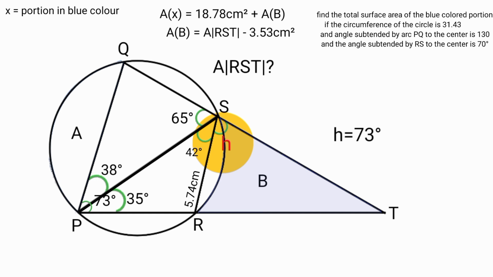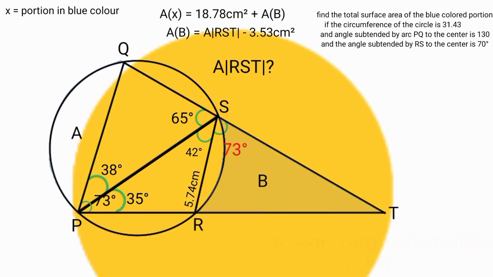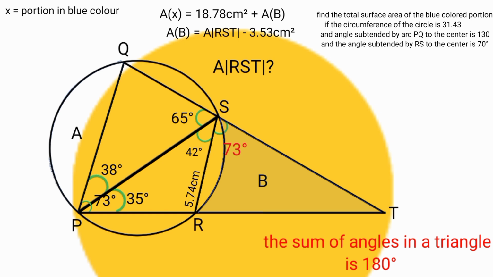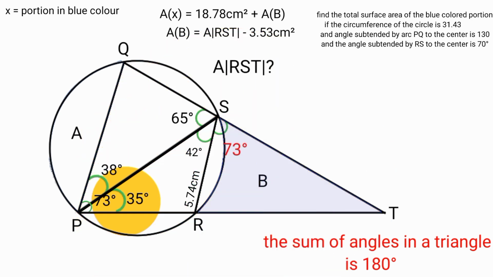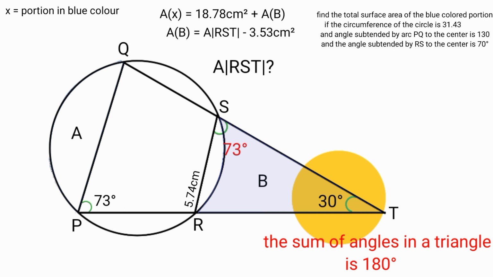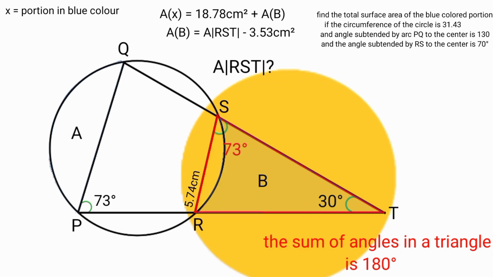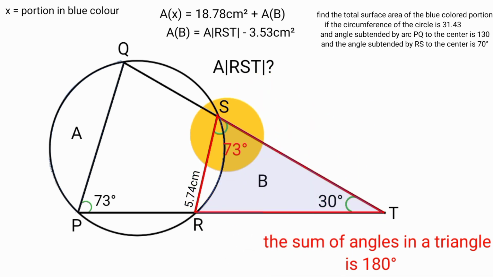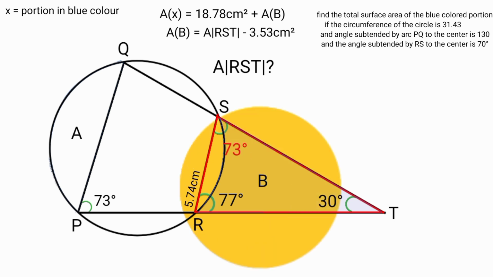Substitute it here now. Coming back to this triangle here, since the sum of angles in a triangle is equal to 180 degrees, and we have this to be 35 degrees, this to be 42 plus 73 degrees, this must be 180 minus 35 minus 42 minus 73, which is 30 degrees. Now coming back to this triangle RST here, since we have this to be 73 and this to be 30 degrees, this must be 180 minus 73 minus 30 degrees, which if you press your calculator equals 77 degrees. So now we have the angles of the triangle and the length of this side here.